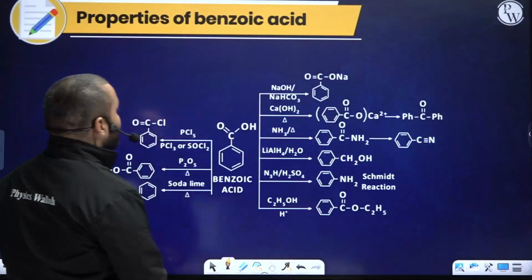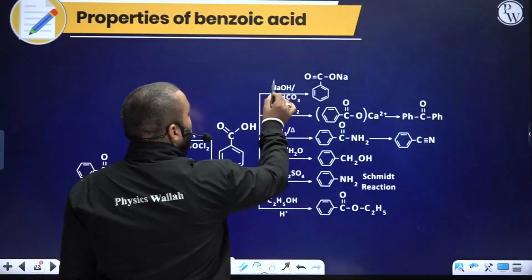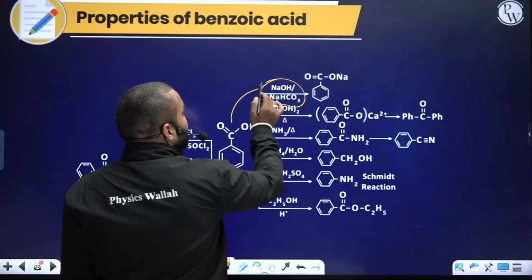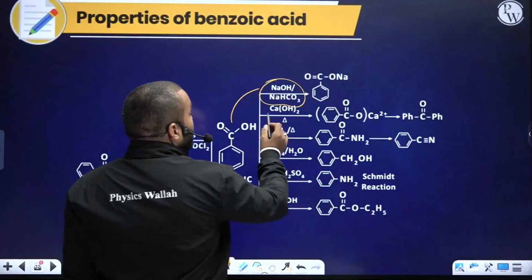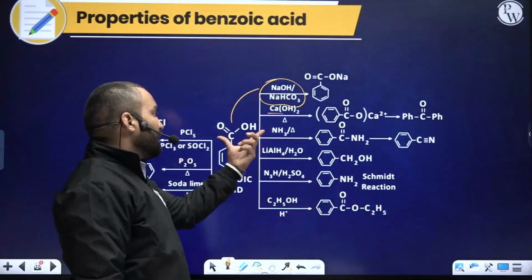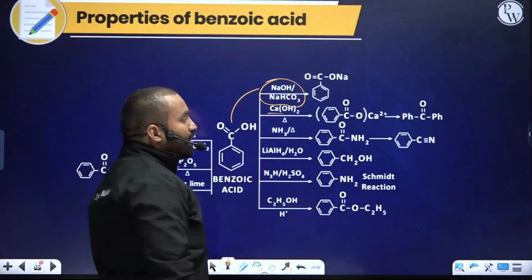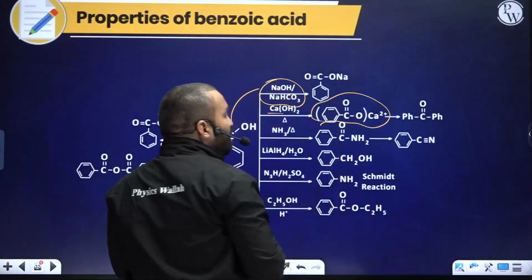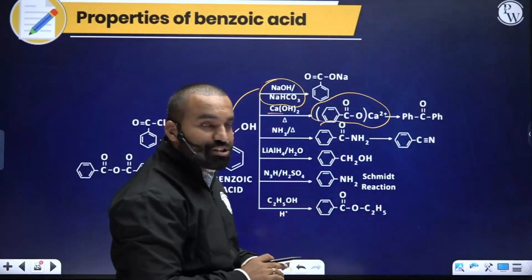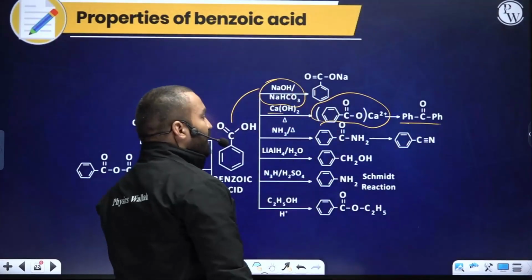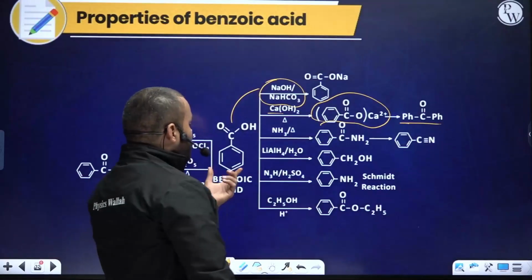Now this benzoic acid can also be treated with NaOH or NaHCO3 or a simple base, a pure acid-base reaction. Treatment with calcium hydroxide, which is a solid, and they react together to obtain the calcium salt, and then upon heating it, this is known as dry distillation, you will obtain the ketone as the product.